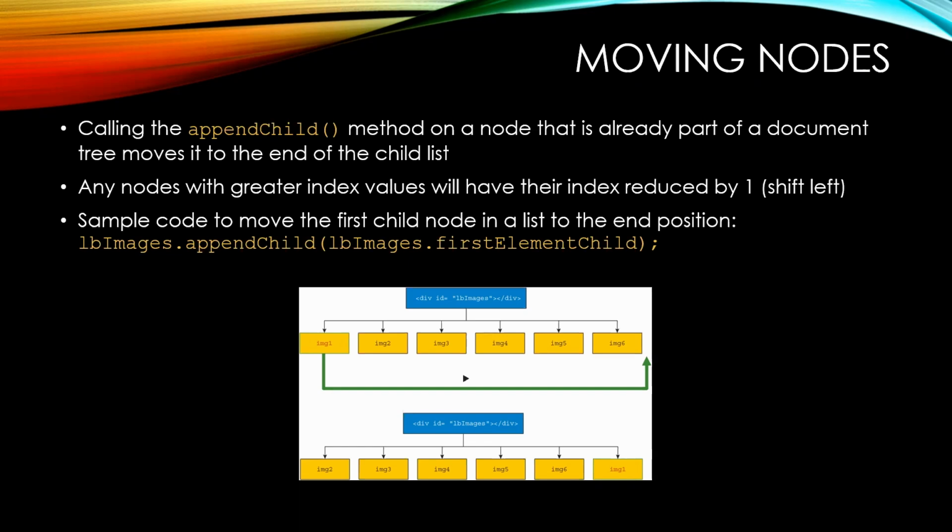Any nodes within that array will have their index now shifted down by 1. So here in this example, if I'm going to append a child first element, I'm going to take that first one, and it's going to put it at the end like it did here. And then instead of this being an index 1, it's now going to be index 0. This is going to be 1, 2, 3, 4, and then that one's going to be at the end.